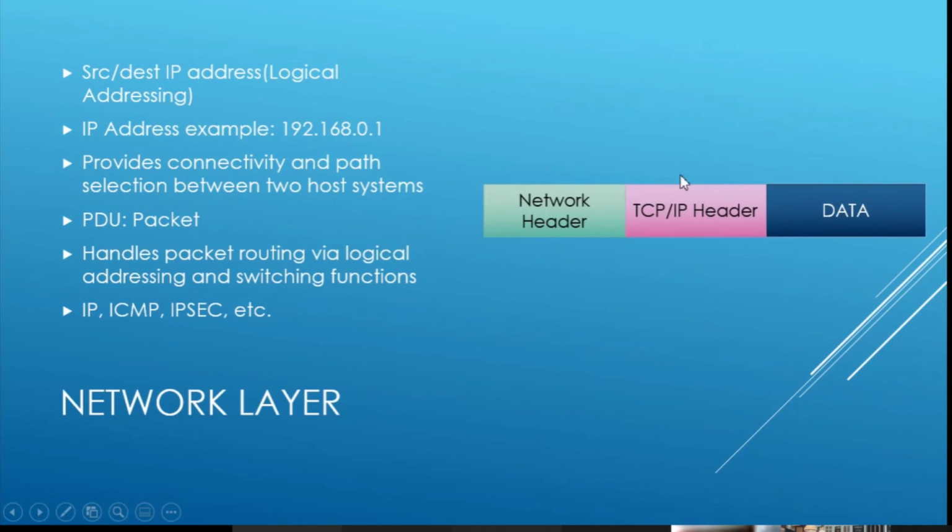And now we call this whole thing a packet. The header contains IP addressing, which handles the packet routing via logical addressing. Source IP is like your home address, and destination IP address is where you want to send it to. It provides connectivity and path selection between two host systems. A layer 3 device would be a router.